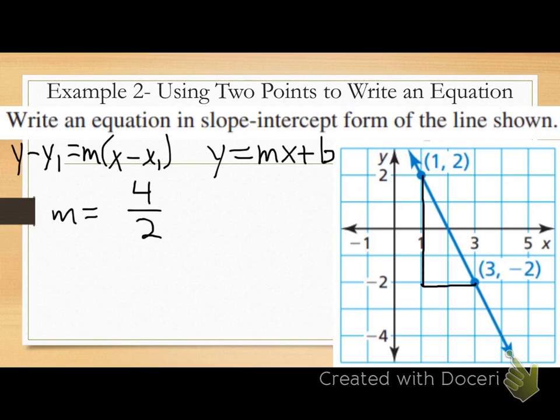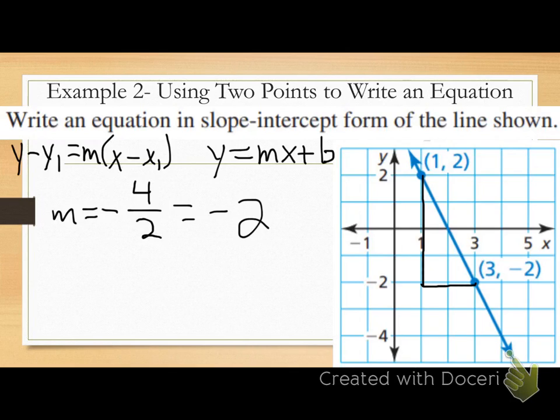Okay, what does slope do on this line going downhill from left to right? Negative. So do I need to leave it as 4 over 2? Negative. And what's negative 4 divided by 2? Negative 2. Negative 2 is my slope. We okay with that? Everyone following along with me? Yes.